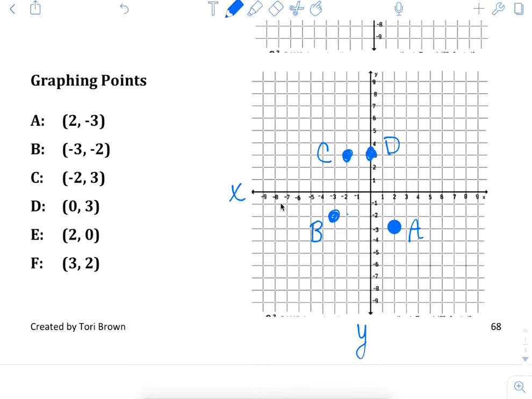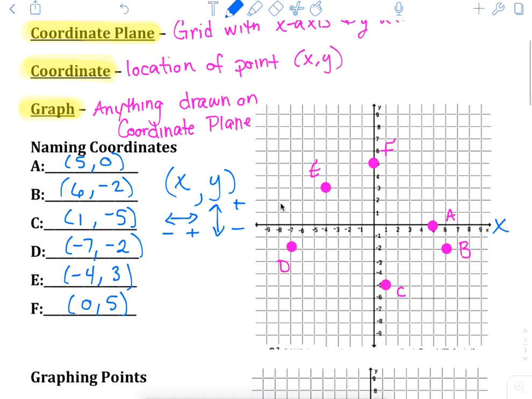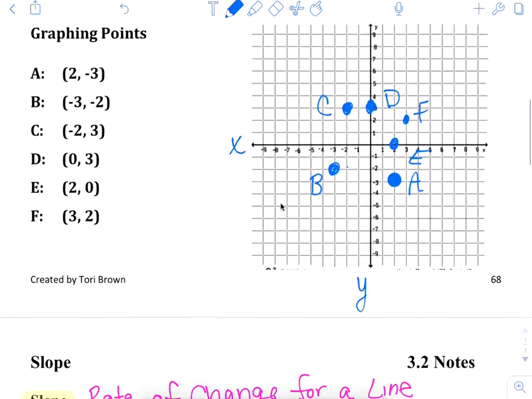All right, E is 2, 0, so that's 2 to the right, and then 0 up or down. This point is E. And for our last one, F, we are going 3, 2, so right 3 and up 2. Those are your points. If you need any more time on this page, feel free to pause it, write anything you missed. I'll meet you on the next page.